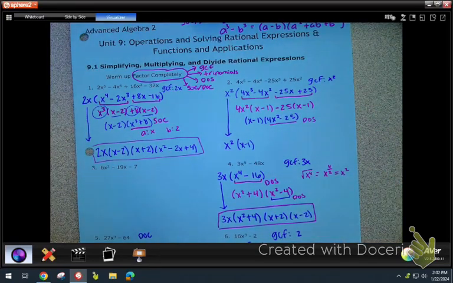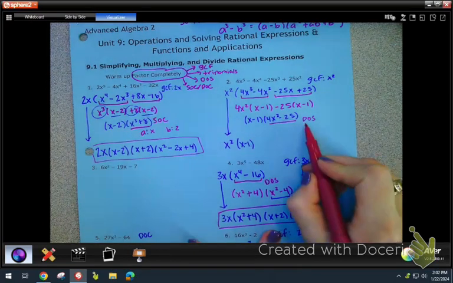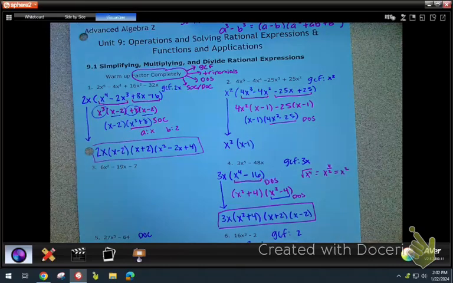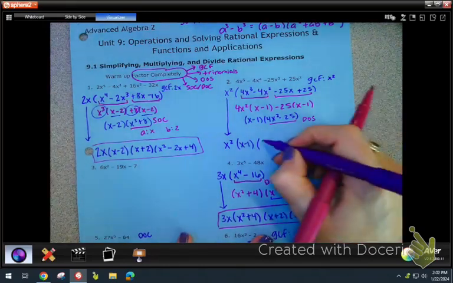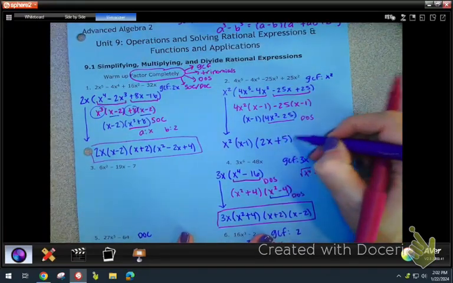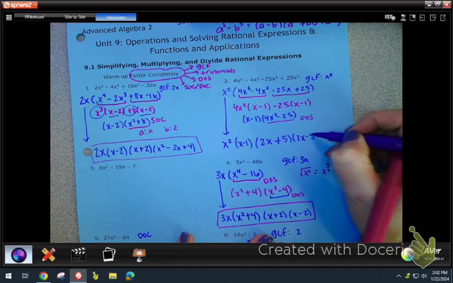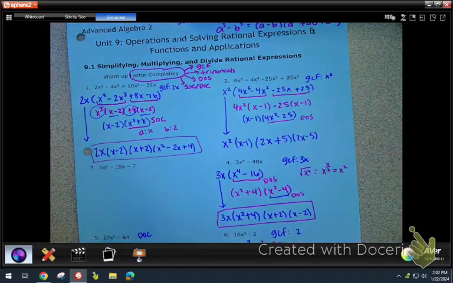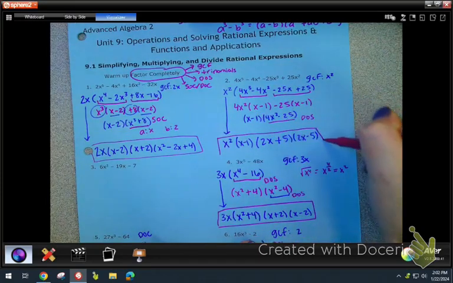4x squared minus 25. Okay? Is that fully factored? No. Because 4 is a perfect square. X squared is a perfect square. 25 is a perfect square. And they're subtracting. So what is that known as? Difference of squares. How does that factor out? 2x plus 5. And is it okay if you put the minus 1 first? Sure. Don't care. Now you are done. Okay?